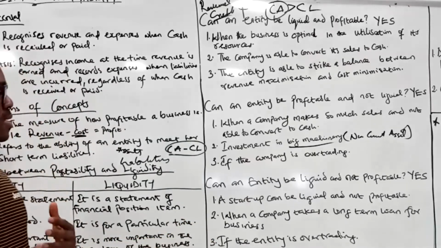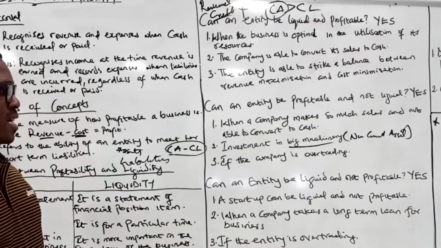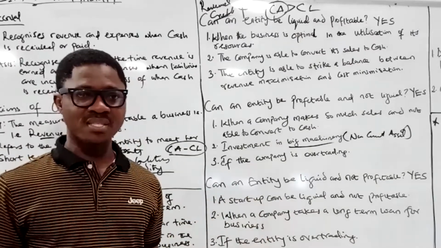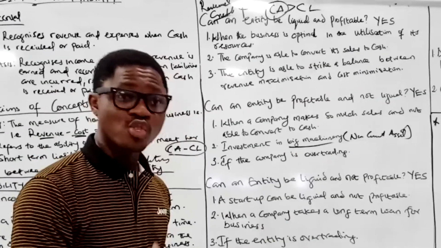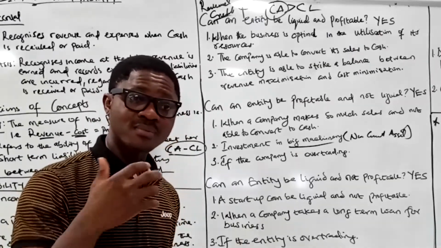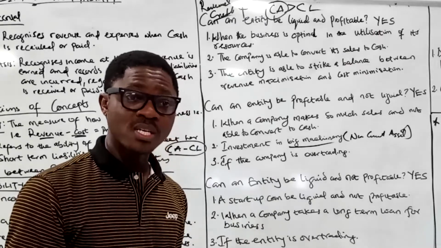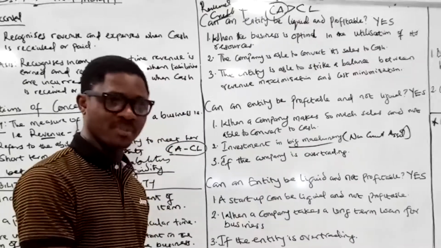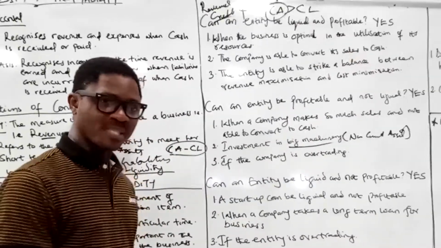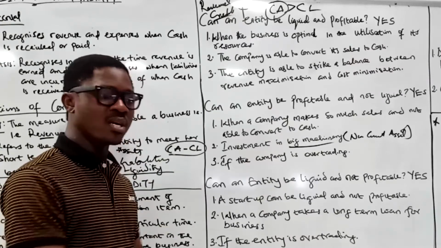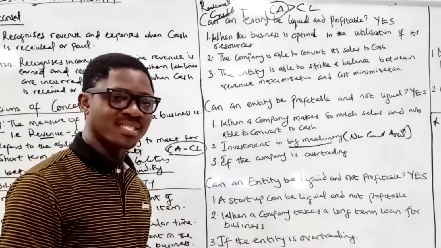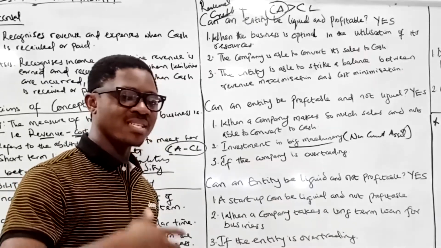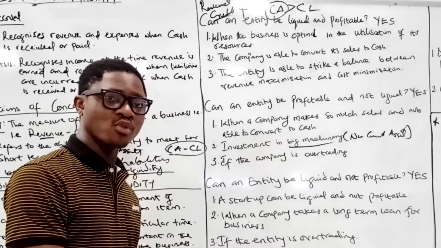Secondly, when can a company be liquid and not profitable? When a company takes a long-term loan for the business, such a business can be liquid and not profitable. Taking the loan is to expand the business, but the profit will not come immediately. So in that situation, the company has so much liquidity to play with, but is still unable to convert the effort into affecting the bottom line and the financial performance of the entity.